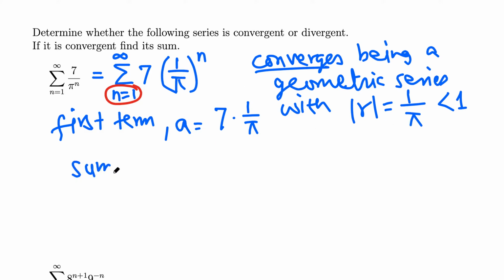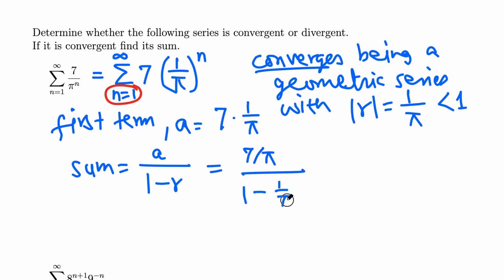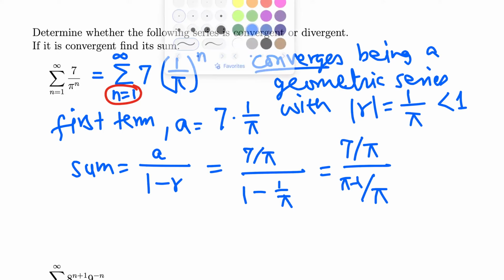So the sum is the first term over 1 minus r. That is 7 times 1 over pi on the top, the first term, or 7 over pi. This is the same as 7 over pi, all over 1 minus r. r is 1 over pi. We need to subtract, do not cancel anything yet. 7 over pi over 1 minus 1 over pi, we need to make a common denominator. 1 is pi over pi, so we have a common denominator of pi, then pi minus 1. I just combined these two fractions, and that's what I get.